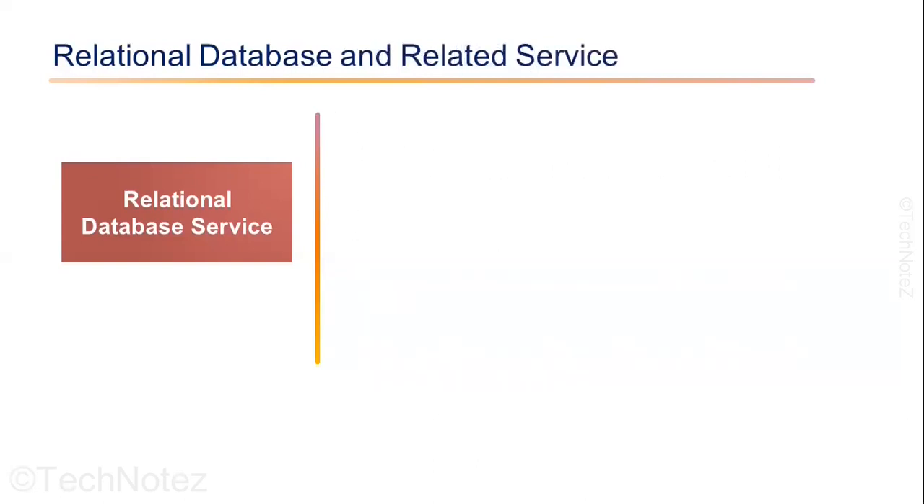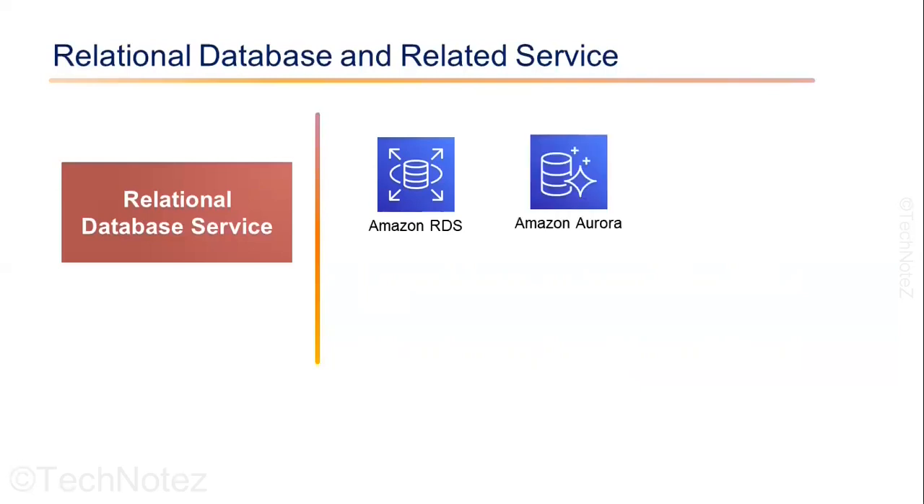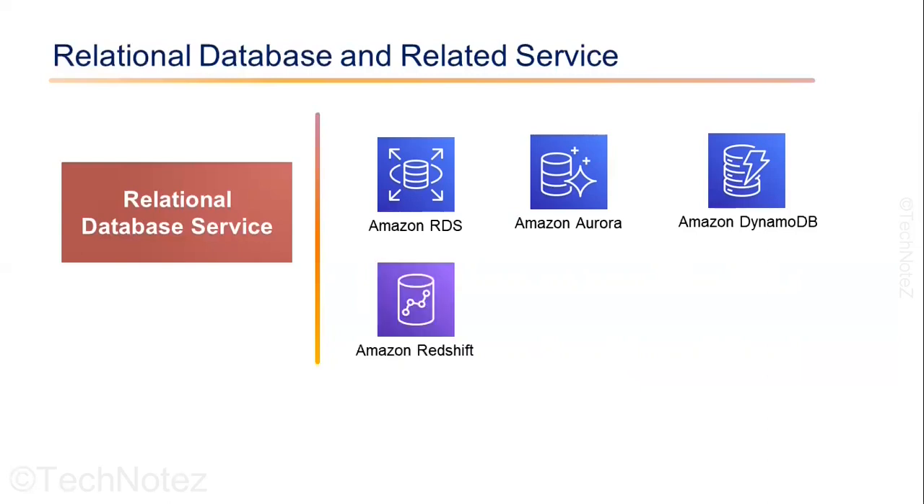AWS offers a variety of database services, including Amazon RDS, a managed relational database service that makes it easy to set up, operate, and scale a relational database in the cloud. It supports popular database engines like MySQL, PostgreSQL, MariaDB, Oracle, and Microsoft SQL Server. Amazon Aurora, a fully managed MySQL and PostgreSQL compatible relational database service that delivers high performance and availability. DynamoDB, a fully managed NoSQL database service that supports key-value and document data structures. Redshift, a fully managed data warehouse service that enables fast querying and analysis of data using SQL and your existing business intelligence tools.